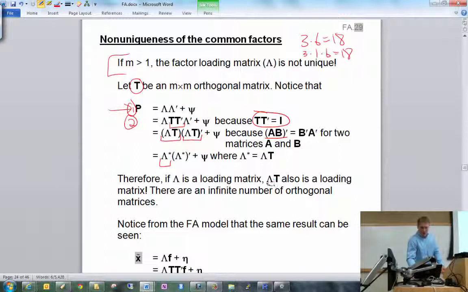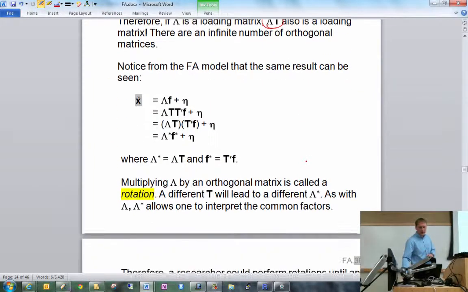Well, why is that a problem? Well, again, remember, we use these lambdas to help interpret what the common factors represent. So if I have a different factor loading matrix, that means I have a different interpretation of the common factors. Also, there are an infinite number of possible orthogonal matrices that one could put in there. So there are an infinite number of possible interpretations that you can have for your factor analysis model, as long as m is greater than 1.